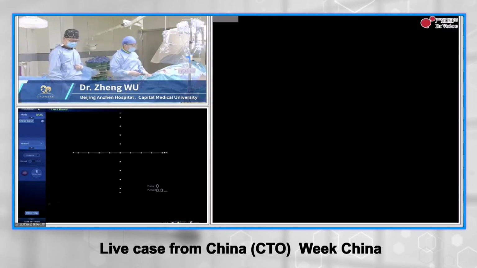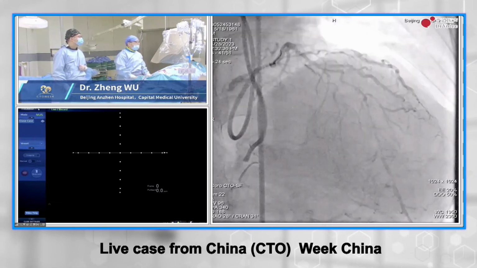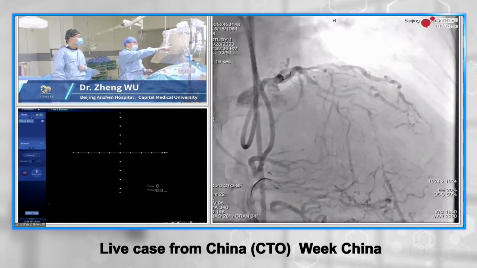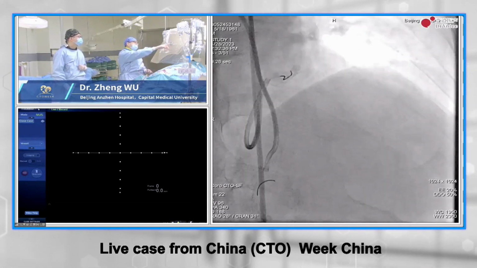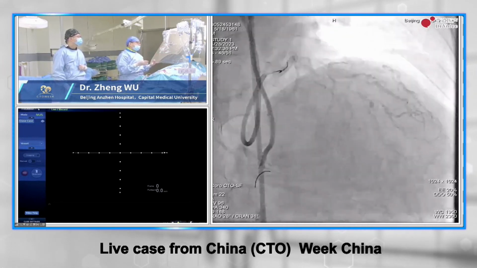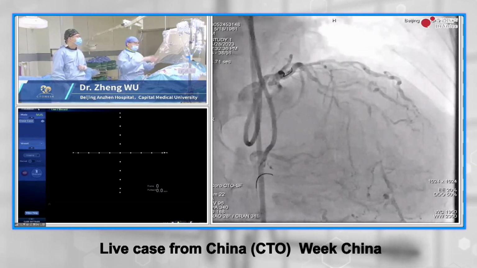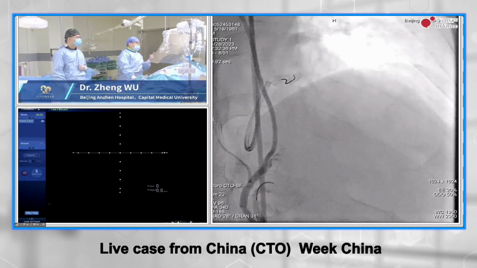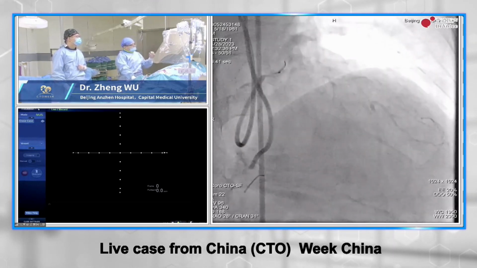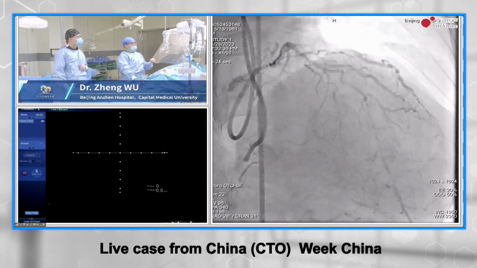So the next view is a right side cranial view. From this view, we can see a poor landing zone. So I think if the wire falls into the subintimal lumen, it's quite difficult to re-enter to the distal because the distal landing zone is so poor. But the patient has good collaterals from the right side to the left side. So if the antegrade wire falls into the subintimal lumen, maybe I can switch to the retrograde approach.